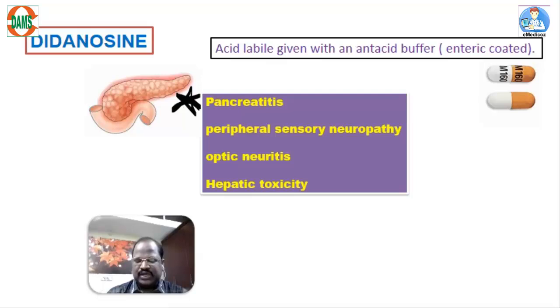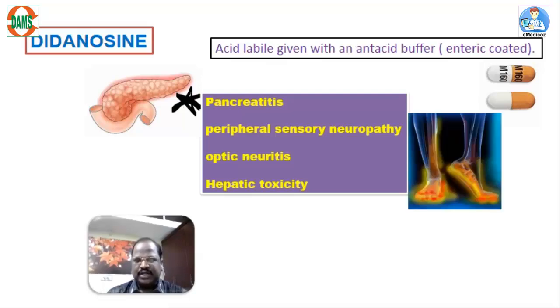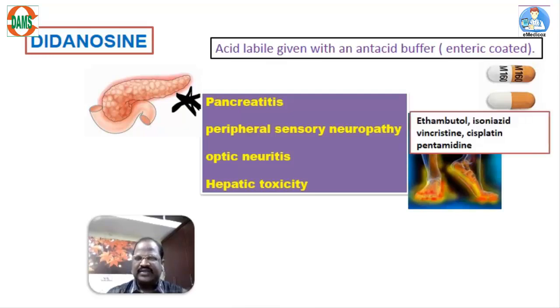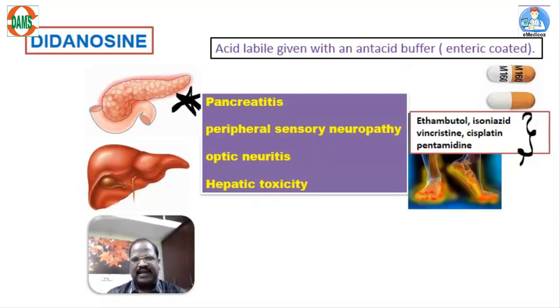This drug also causes peripheral sensory neuropathy. So again, you must be very careful while using didanosine along with any other drug which also causes neuropathy, like ethambutol, isoniazid, vincristine, cisplatin and pentamidine, because these drugs also cause peripheral neuropathy. And another important point, didanosine causes hepatic damage. Because of causing so many adverse effects, it is also not commonly recommended nowadays. So that's the important information about didanosine.